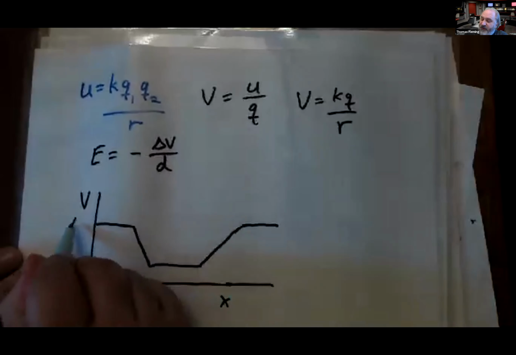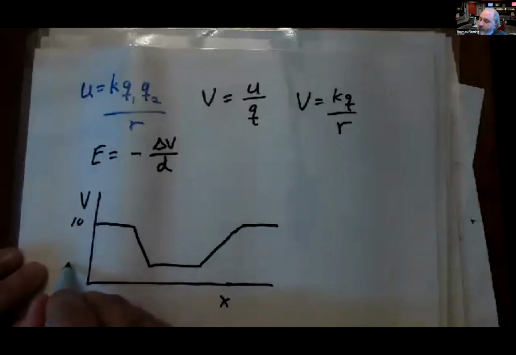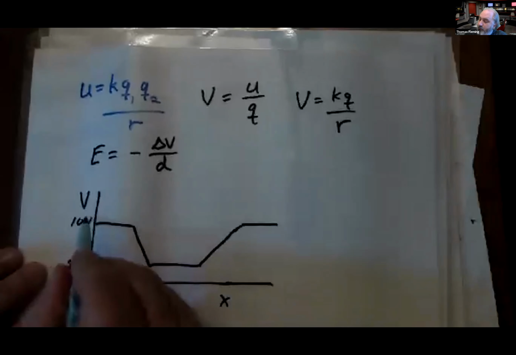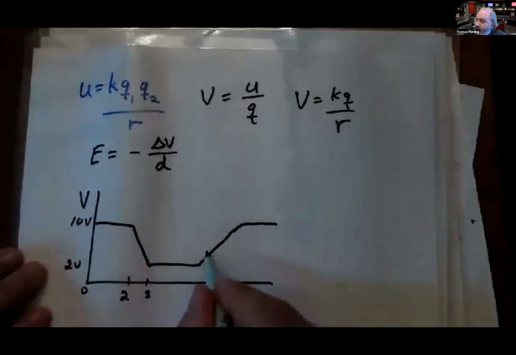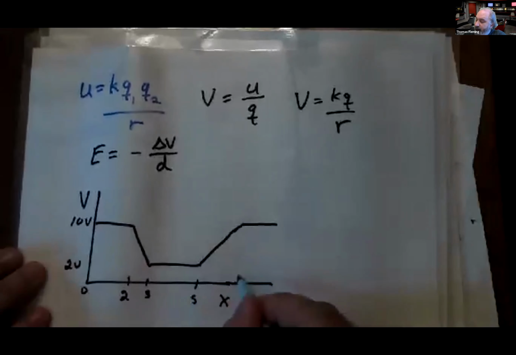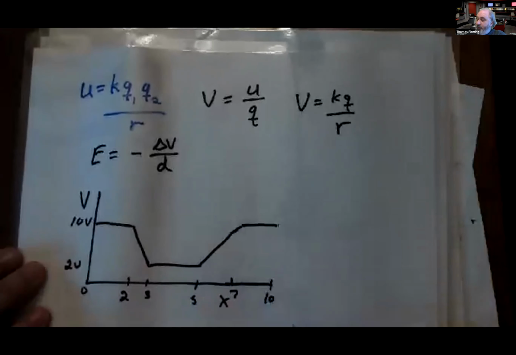So maybe this is 10 volts. Maybe down here is 2 volts. Let's say that this point right here happens at 0. Let's call that 2 meters. Let's call that 3 meters. Let's call that 5 meters. Let's call that 7 meters. And let's call the end of this graph 10 meters.